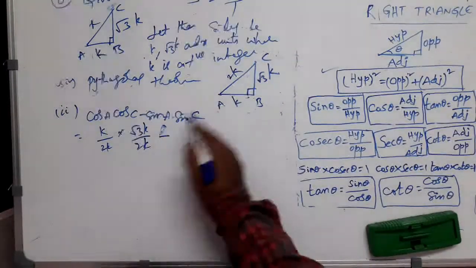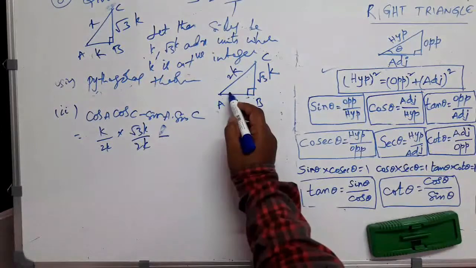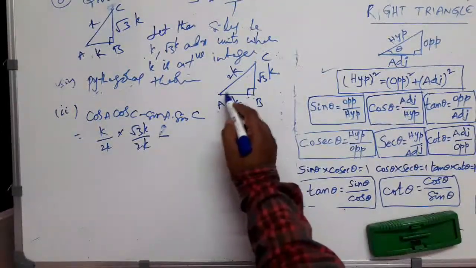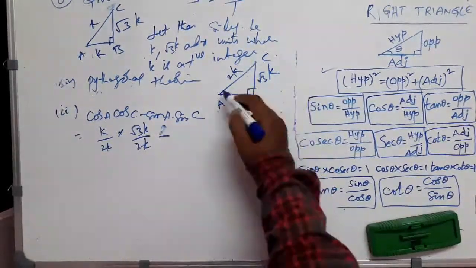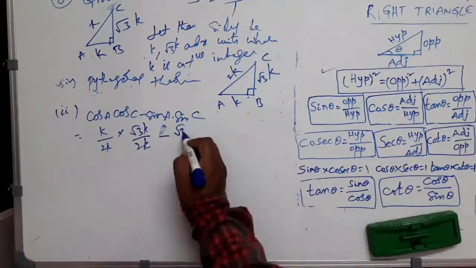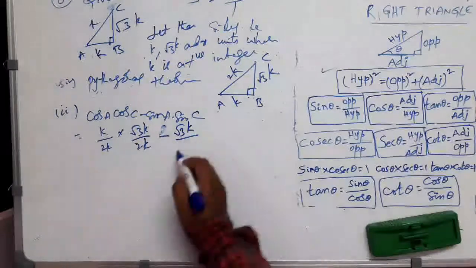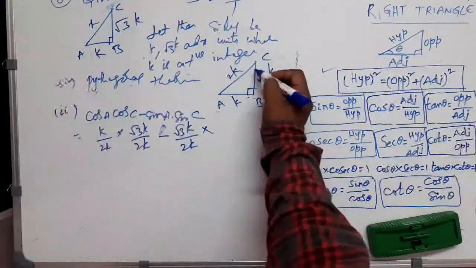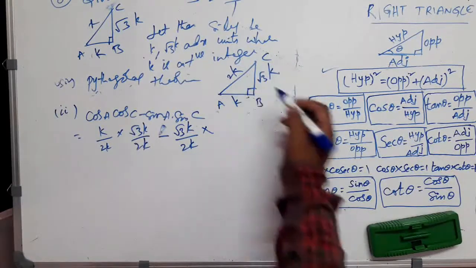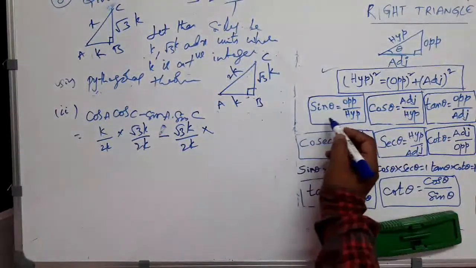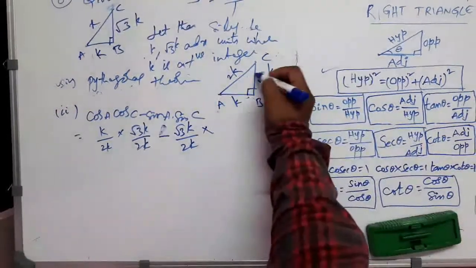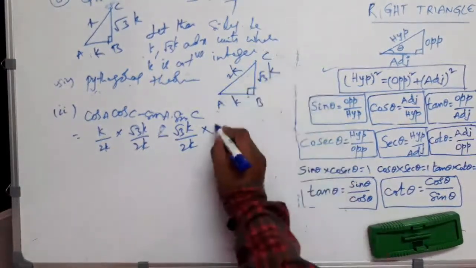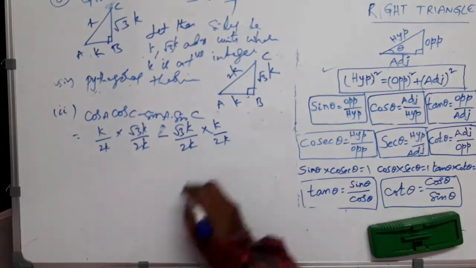What is sin A? This is angle A. Sine of this angle you want. Sine is the opposite side by hypotenuse. For this angle, the opposite side is this and hypotenuse is this. So this is root 3 into k divided by 2k multiplied by sin C. For this angle C, sine ratio, sine is opposite side by hypotenuse. So opposite is this and hypotenuse is this for this angle, right? So this is k divided by 2k.